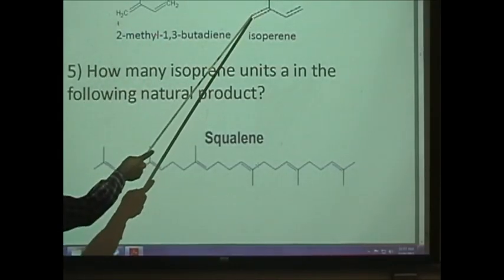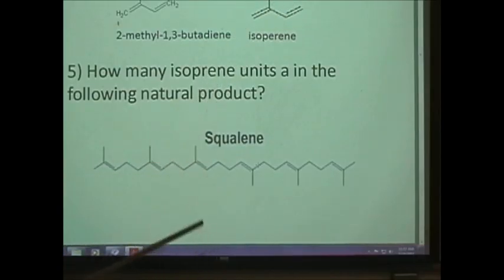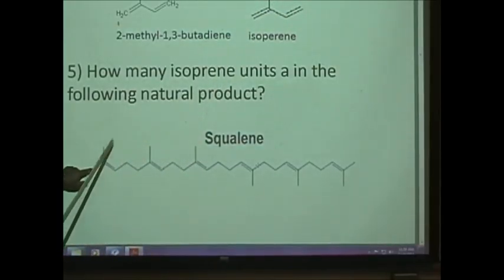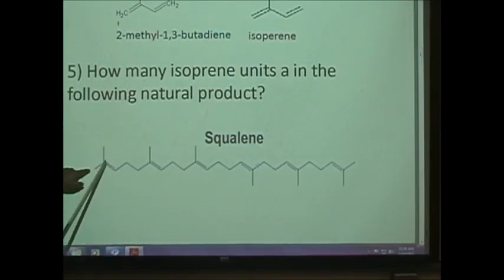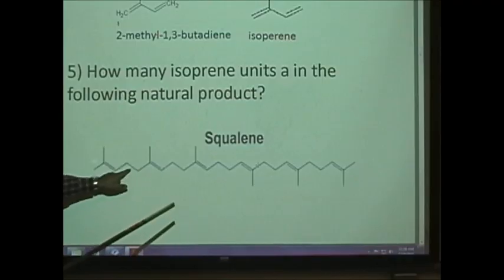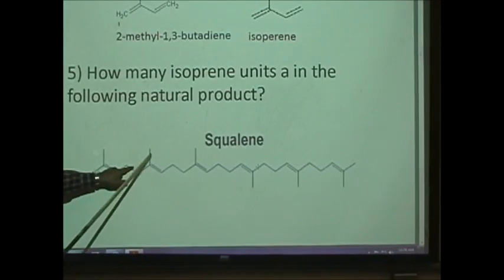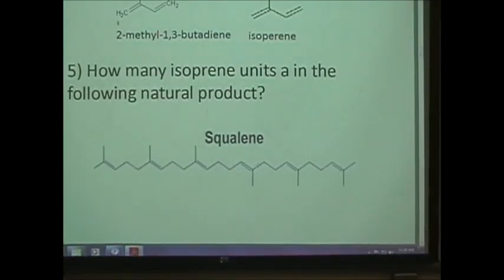This here is called a head, and this end is called a tail. Can you identify this branch? How many carbon atoms here? 1, 2, 3, 4. 1, 2, 3, 4. That's where it bonded to another one. You see that? It's a polymerization.